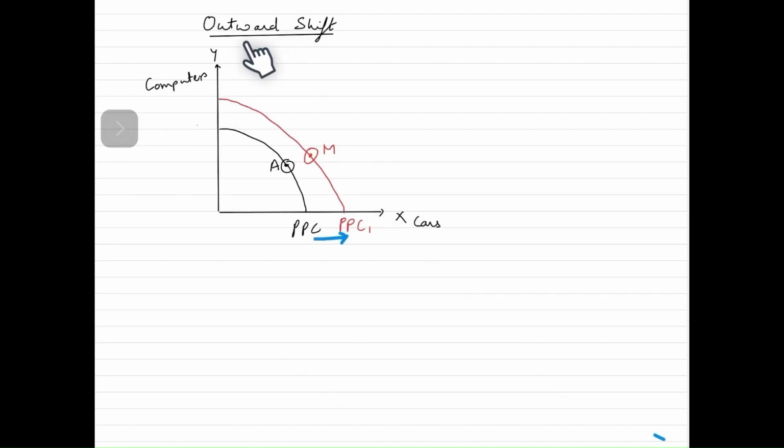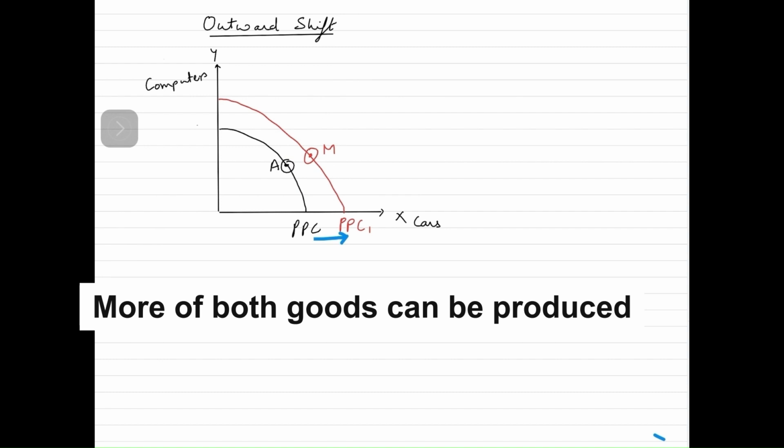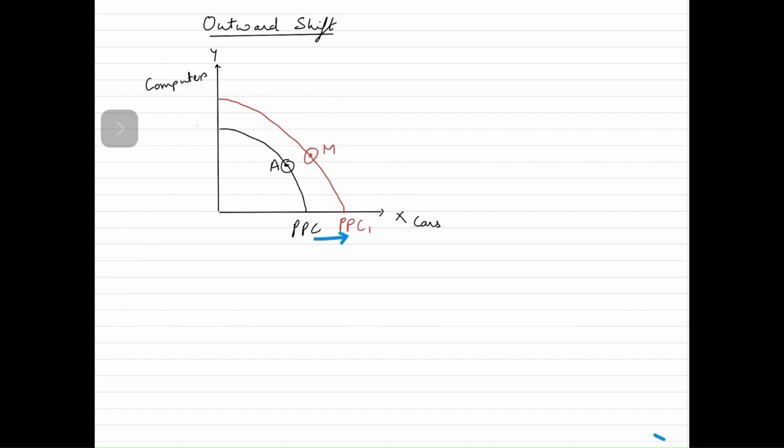Now this is an outward shift. So when the production possibility curve would shift outwards, it would simply mean that the economy is now capable of producing more of both the commodities. We are continuing with the similar example from the previous video. We have computers on the y-axis and cars on the x-axis. So we can see that now more of both commodities are being produced in this particular economy.